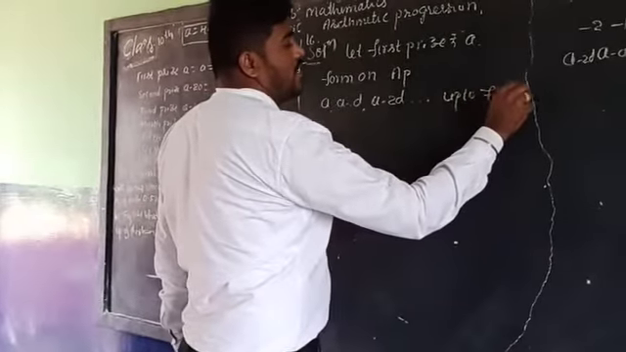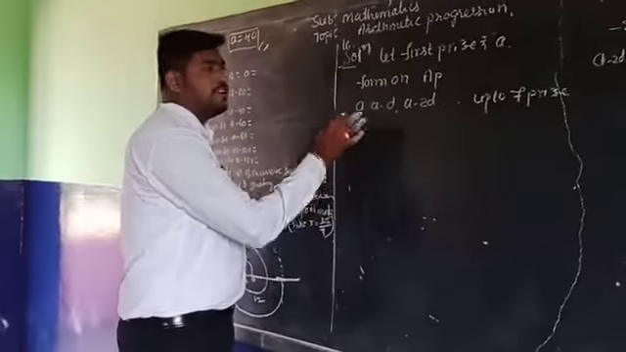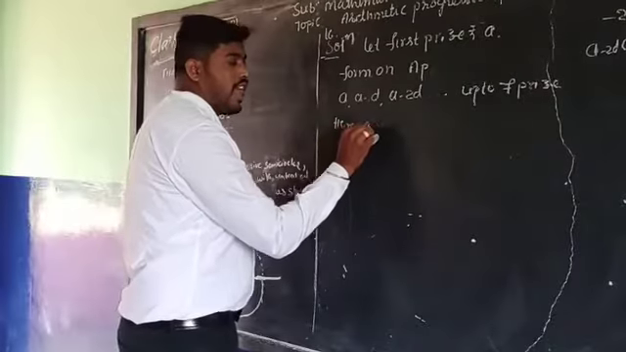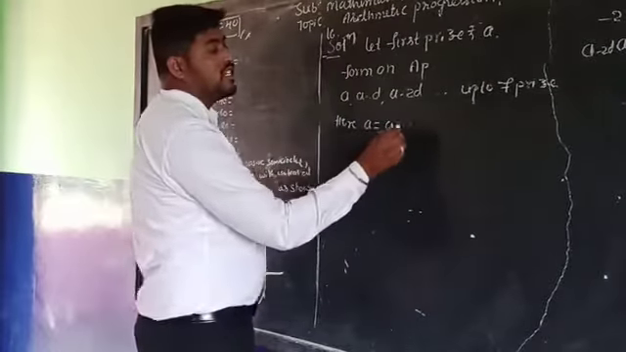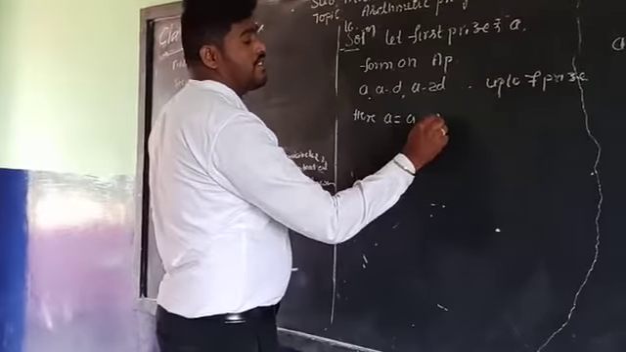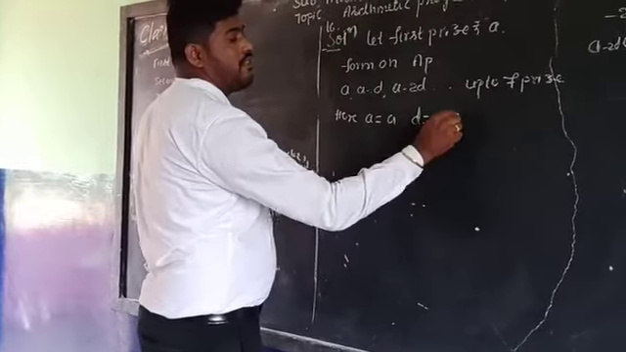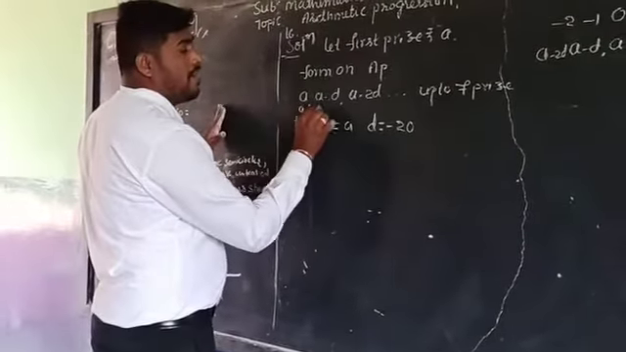Is it right? Up to 7 prizes. In this question, arithmetic progression, what is given? Here, a is a. Next, n and d are given. D is what? Minus 20. So right now, the first term is a, then a minus 20.